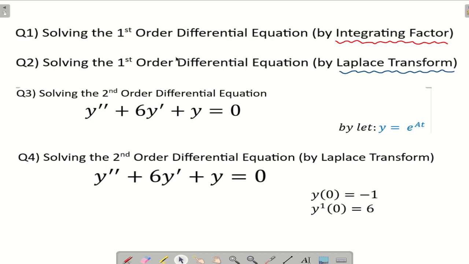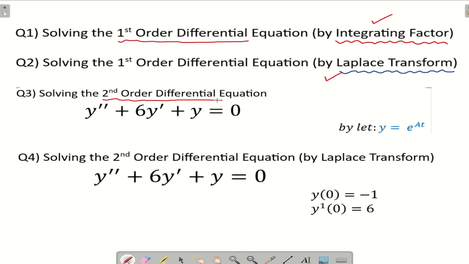In today's tutorial, I will show you how to solve the first order differential equation and the second order differential equation as well. I will teach you different ways to solve the differential equation. One way is by integrating factor and the other way is by Laplace transform.